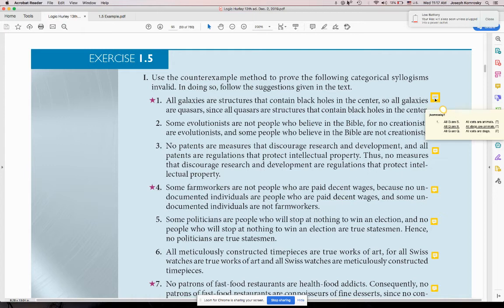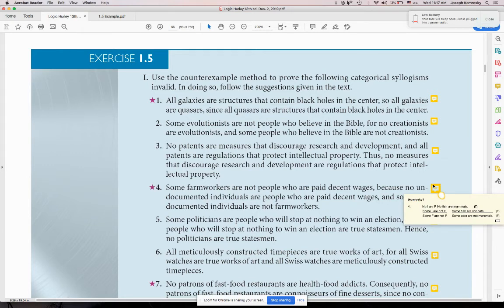And what you should get for all these is 2 true premises and a false conclusion. In fact, it's absurdly false. All cats are dogs. We know that's false. So we know this whole thing's invalid. So for 4, you can take a look at this example. I'll quickly just reveal it to you.